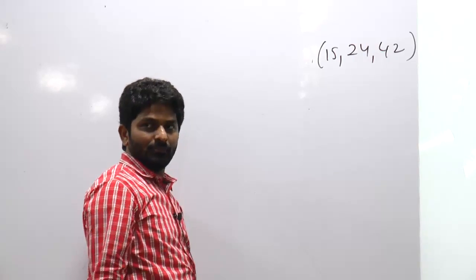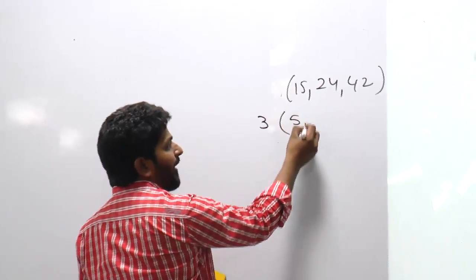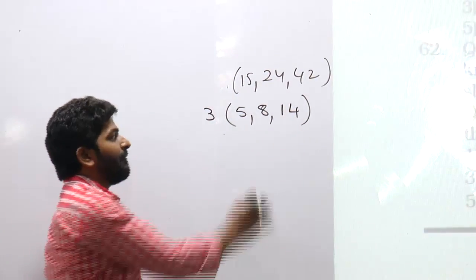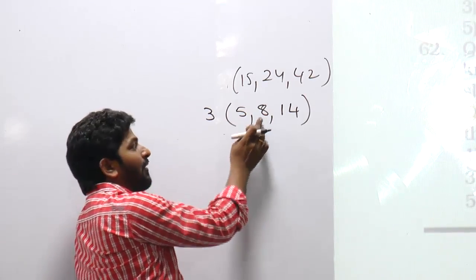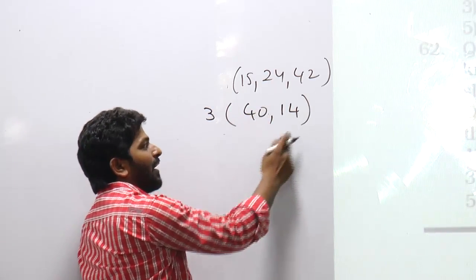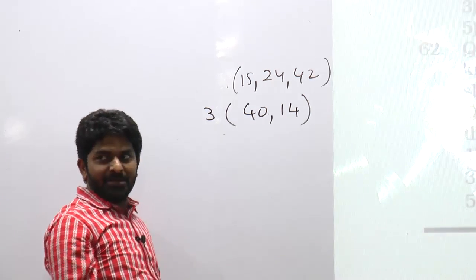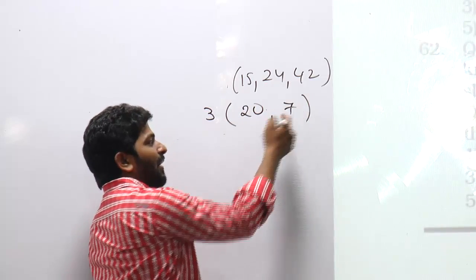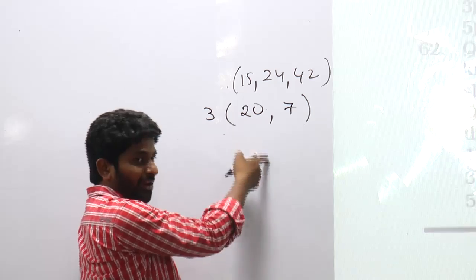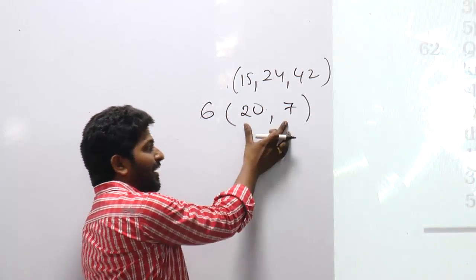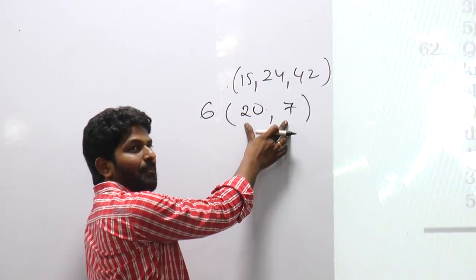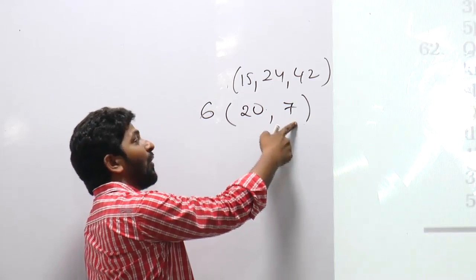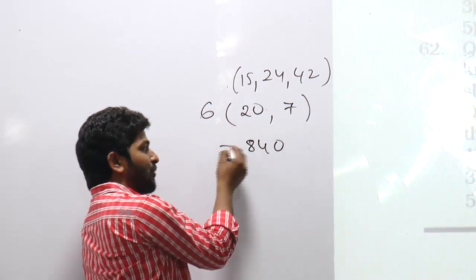Take 3 common. 5, 8, 14. 5 and 8 are both co-primes, LCM 40. Again observe these two numbers, both are even numbers. Take 2 common. This becomes 20 and it becomes 7. As we already have 3 common and again we are taking 2 common, that will be 6. Again these two are co-primes. LCM is the product: 6 into 7 into 20. 6 sevens are 42. 42 two times is 84 and then 0. So total LCM is 840.